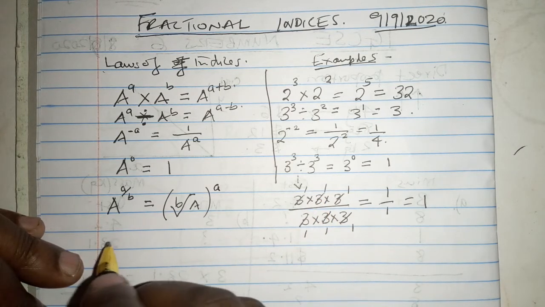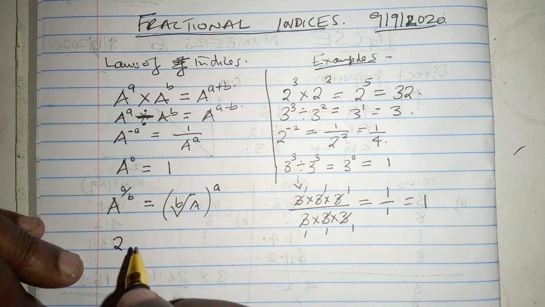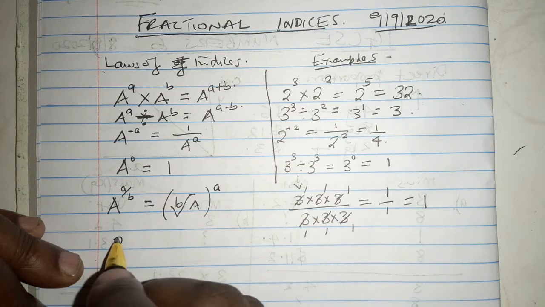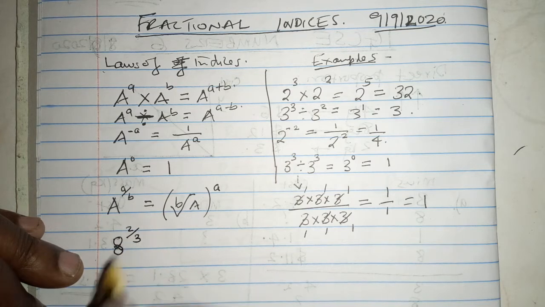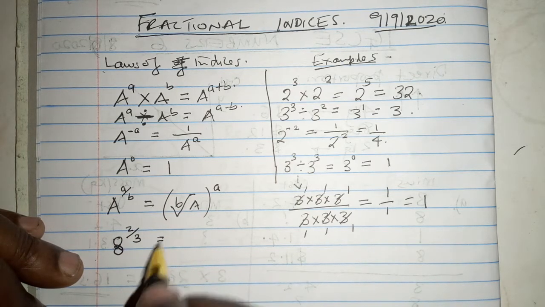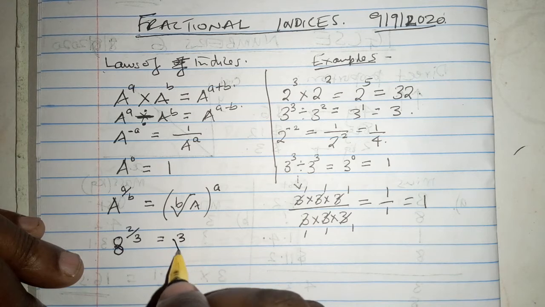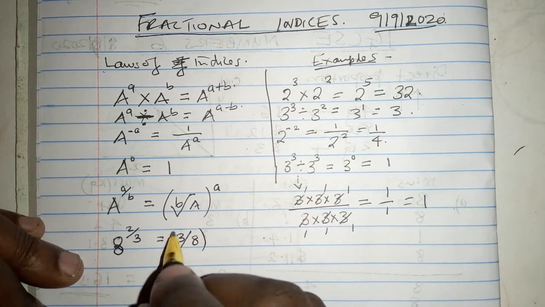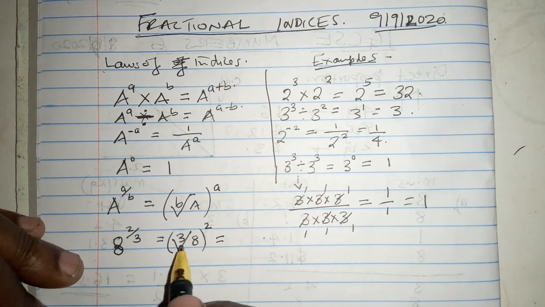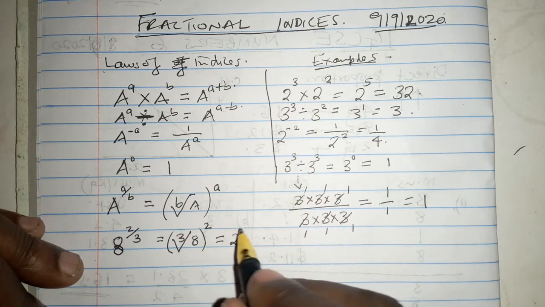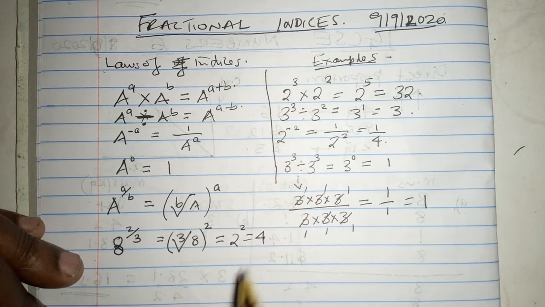When 8 is raised to power 2 over 3, this is the same as saying the cube root of 8. Having done that, we then square the result. And what is the cube root of 8? The cube root of 8 is basically 2. And now 2 raised to power 2 is 4.